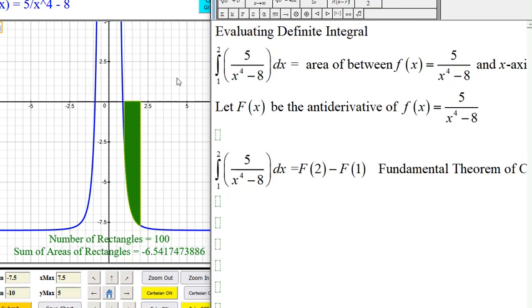So this is the graph of the function f of x, and this is 1 to 2, and this is the area we're looking for. And notice that the area, the shaded region, is below the x-axis. This is the x-axis, and therefore the value of this definite integral will be negative.